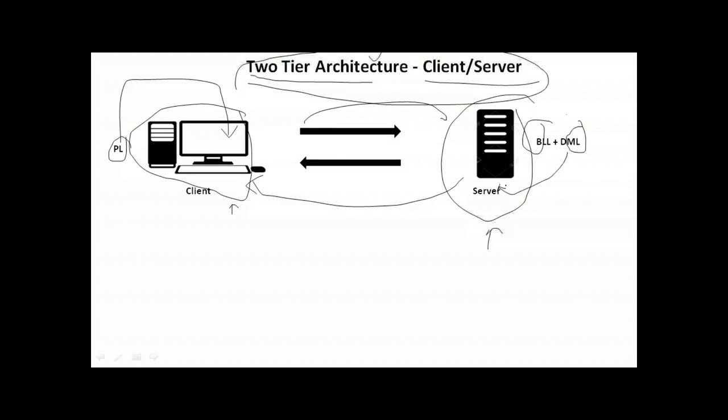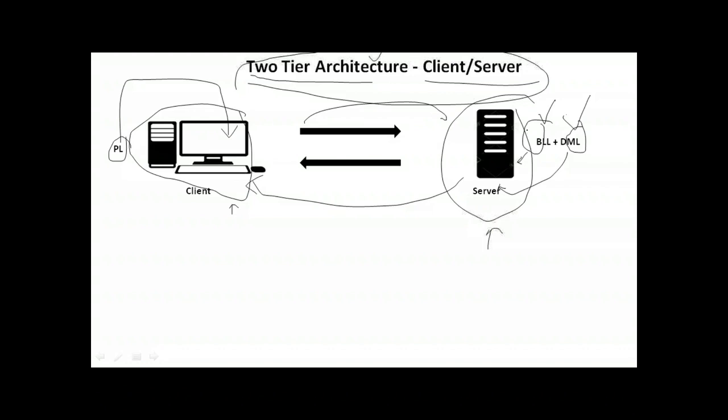Okay, the same client-server architecture, now we are looking at it in terms of the layers. The presentation layer is sitting on the client, and the business logic layer and the database management layer are sitting on the server. So this is the simple architecture. The business logic layer means the code that you have created, may it be in Java, C, C++, .NET, or Python. And the database management layer is your database.